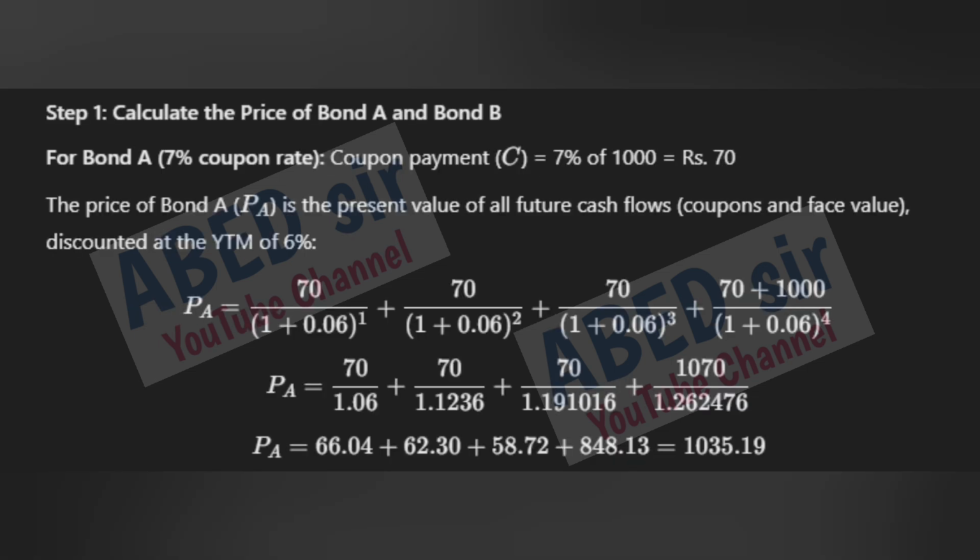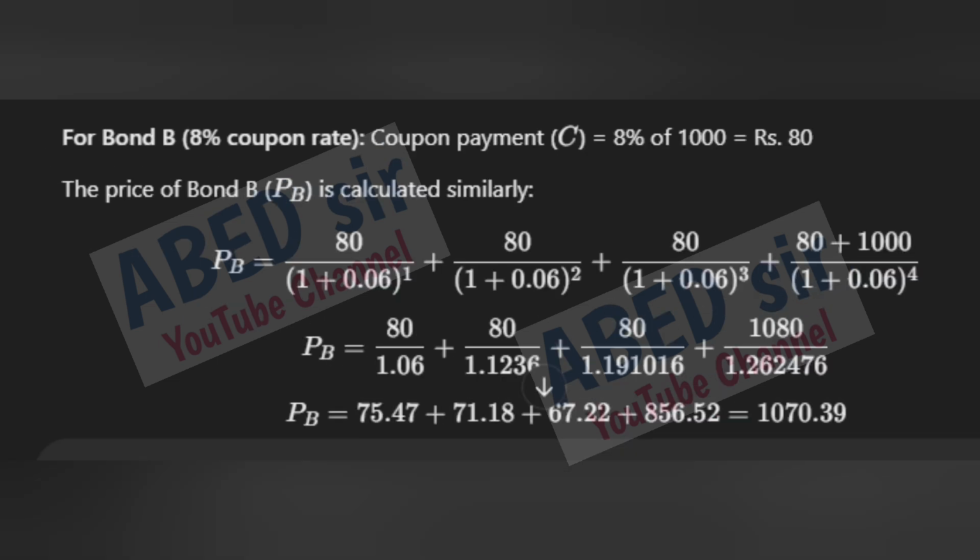Step 1. Calculate the price of bond A and bond B. For bond A, 7% coupon rate, coupon payment C is equal to 7% of 1000 is equal to 70 rupees. The price of bond A, P_A, is the present value of all future cash flows, coupons and face value discounted at the YTM of 6%. For bond B, 8% coupon rate, coupon payment C is equal to 8% of 1000 is equal to 80 rupees. The price of bond B, P_B, is calculated similarly.